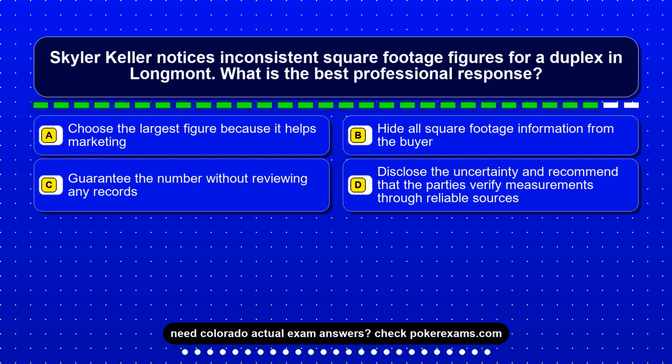Question 25. Skylar Keller notices inconsistent square footage figures for a duplex in Longmont. What is the best professional response? Option A, choose the largest figure because it helps marketing. Option B, hide all square footage information from the buyer. Option C, guarantee the number without reviewing any records. Option D, disclose the uncertainty and recommend that the parties verify measurements through reliable sources.